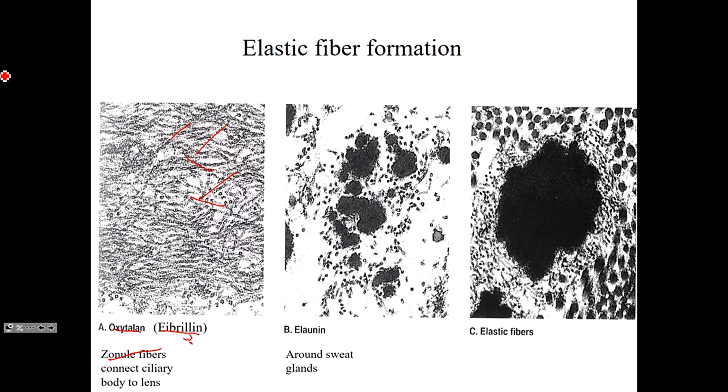as shown here. Then, if you have these oxytalan fibers, a different gene product can be synthesized and secreted, and this is the elastin. So you can get little blobs of elastin that start to fill in around the oxytalan fibers, as shown here, and then we see this arrangement, which is called elaunin, in and around the sweat glands. And then if you keep secreting this elastin gene product, eventually you get a big blob which completely fills in the oxytalan fibers, and then we get what is called an elastic fiber.